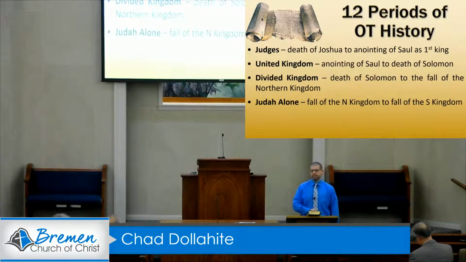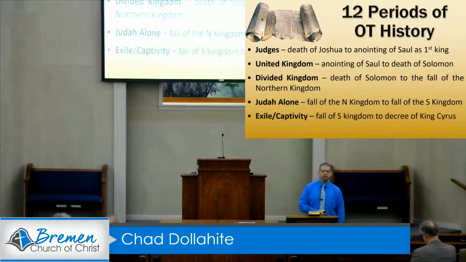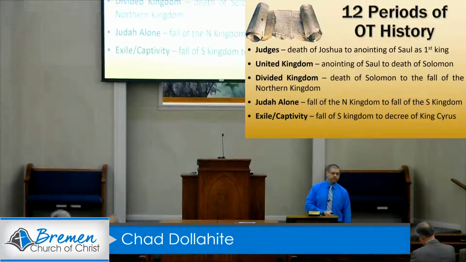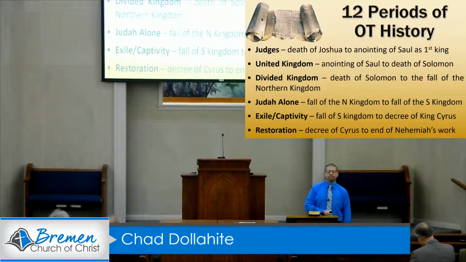Period 11, captivity or exile, either one you want to use. Fall of the southern kingdom to the decree of King Cyrus. Sorry, I brought that up too quick, but y'all knew the answer. And then period number 12, the restoration, or if you want to call it return. And that's from the decree of King Cyrus that allowed the Jews to return home to the end of Nehemiah's work.